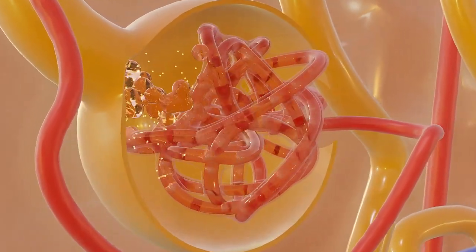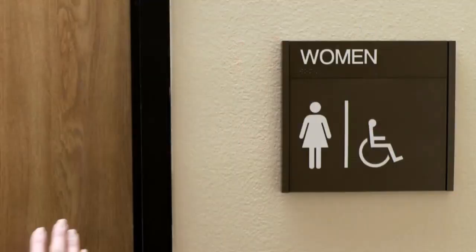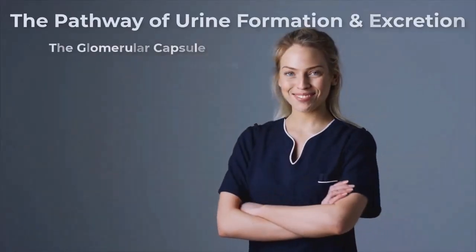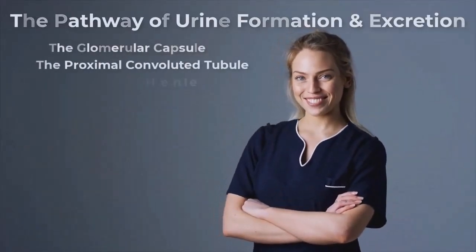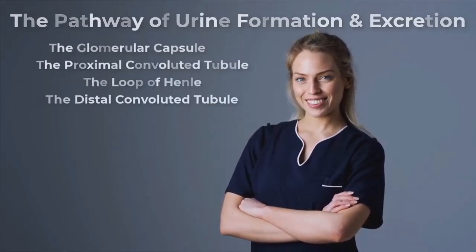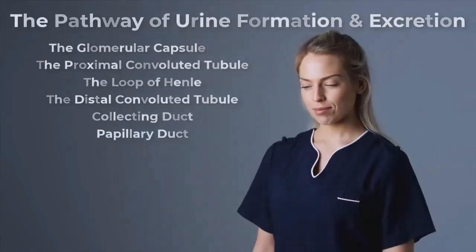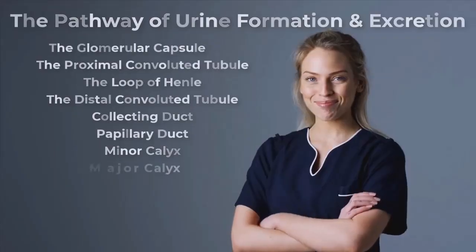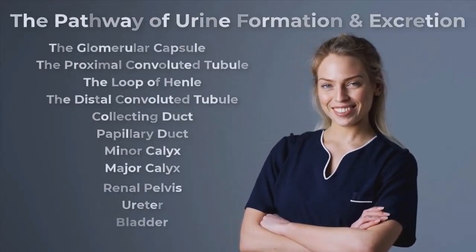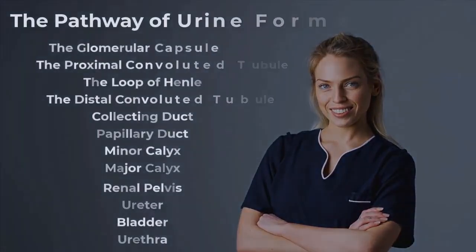The flow of fluid from the point where the glomerular filtrate is first formed to the point where urine leaves the body is the glomerular capsule, to the proximal convoluted tubule, to the nephron loop, to the distal convoluted tubule, to the collecting duct, to the papillary duct, to the minor calyx, to the major calyx, to the renal pelvis, to the ureter, to the urinary bladder, and then exiting the body through the urethra.